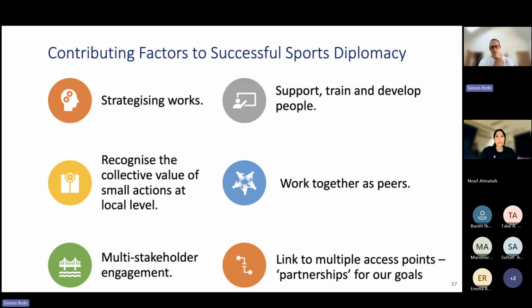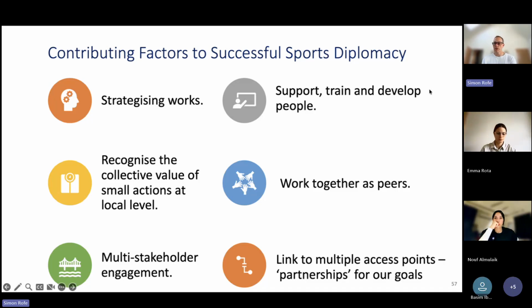Recognizing the value of small actions at a local level. So thinking about what your agency is to be a sports diplomat. Working together as a peer. Recognizing those multi-stakeholder engagements, and to lean into the language of the Sustainable Development Goals, because of the multiple access points that sport provides, to engage in partnerships for our goals. Okay.